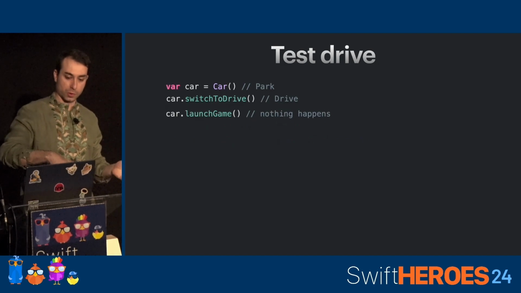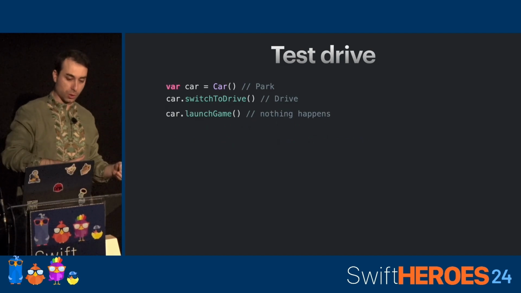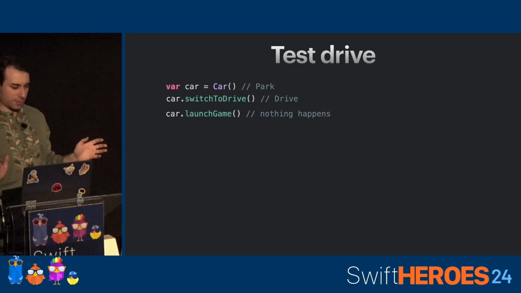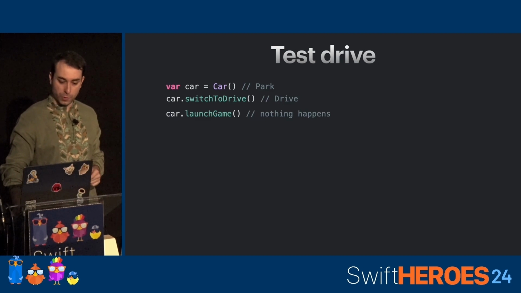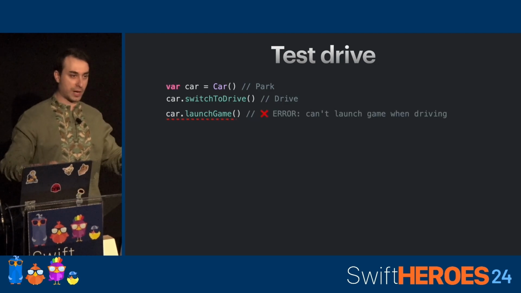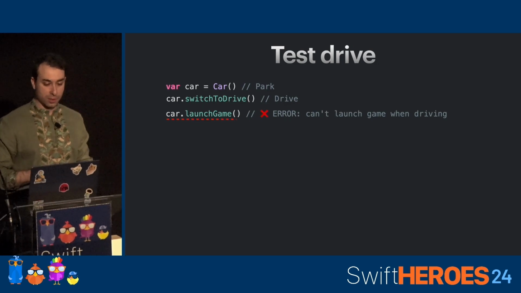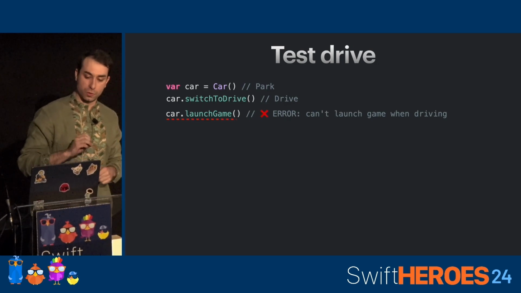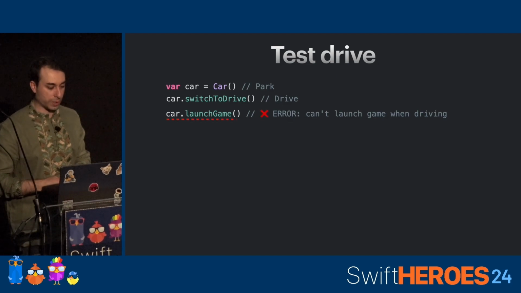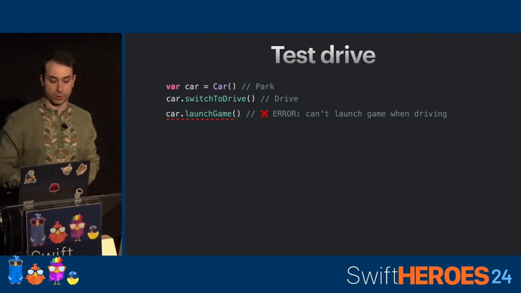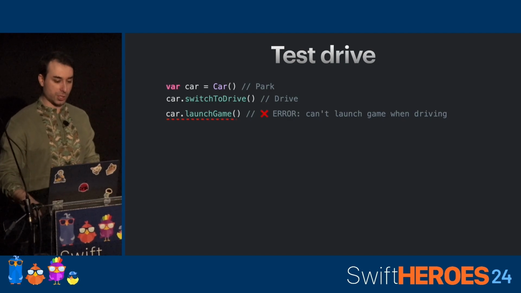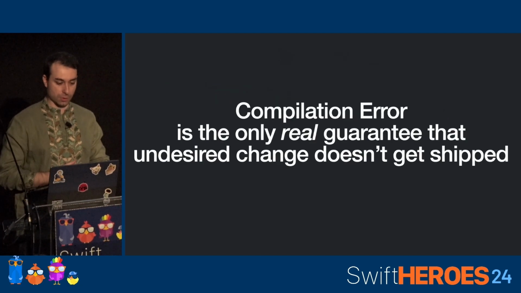Now, okay, so let's look at this code. We start in park mode, we switch to drive mode, we try to launch the game while driving, and our code right now does nothing. But wouldn't it be better, going back to the type state analysis, to actually fail to compile? That the compiler tells us, oh wait, I won't even compile the code because you're doing something totally stupid. You're trying to launch the game while driving. So we can actually achieve exactly that. So let's see how we can do that.